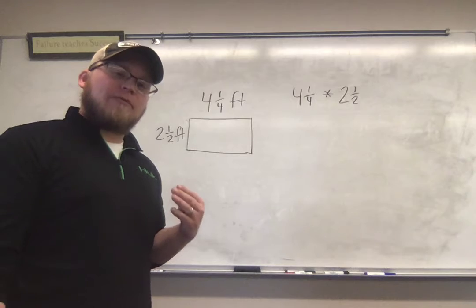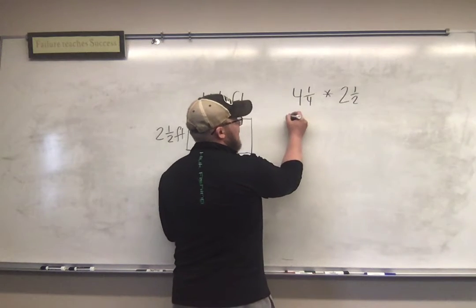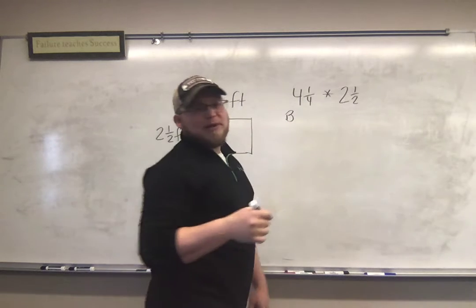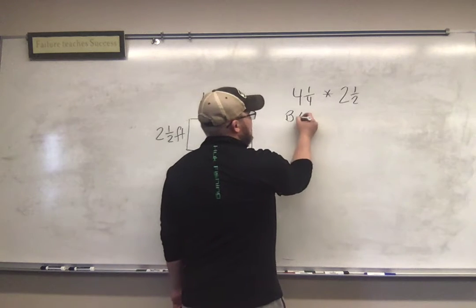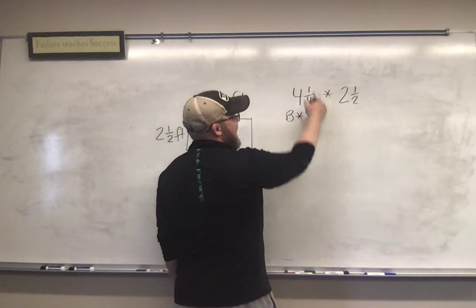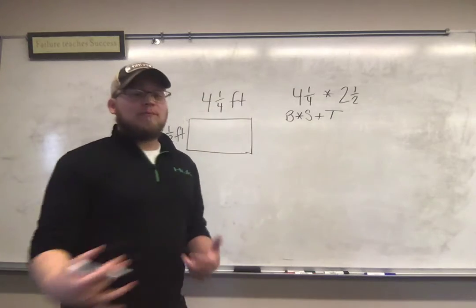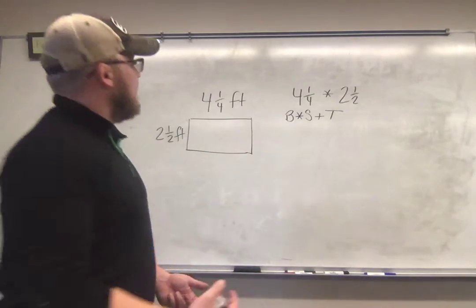Now we know we can't multiply mixed numbers like that, so we have to change both of these to improper fractions. Here's how we do that. You take the bottom number times the side number, and then you add the top. And you do that for both of those mixed numbers.